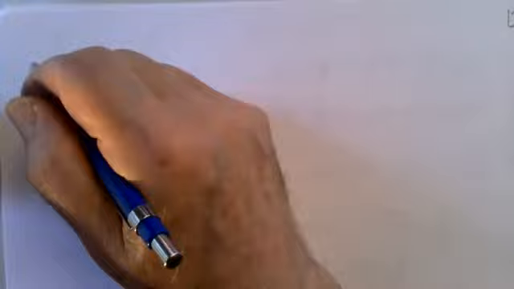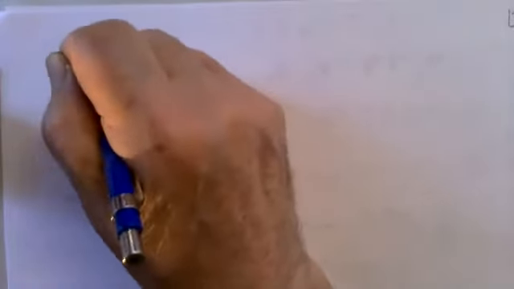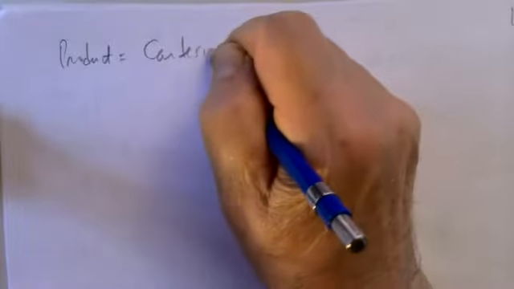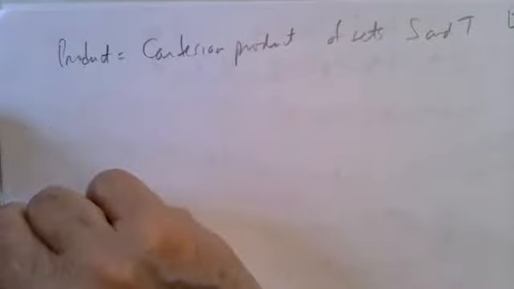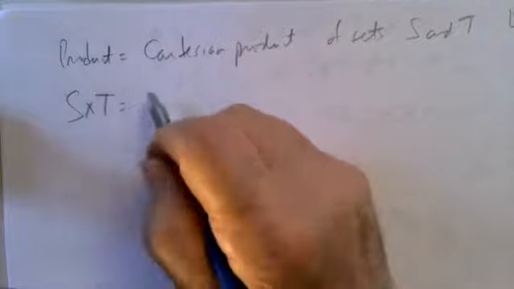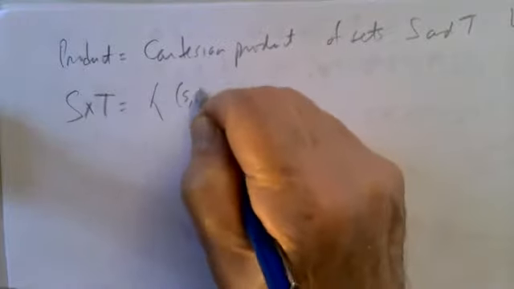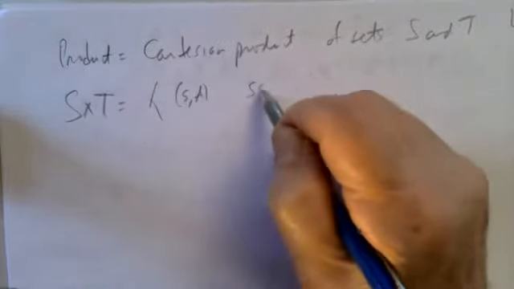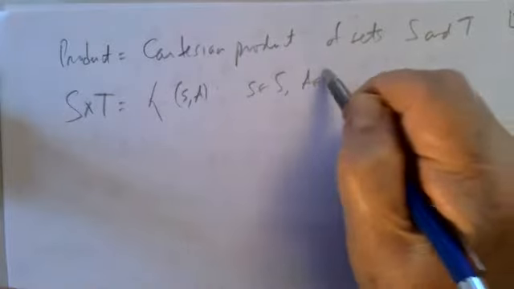What about what is called the product, also called the Cartesian product of sets S and T? So you have a set S and a set T. The product is the set of all ordered pairs, s comma t, where s is in S and t is in T.